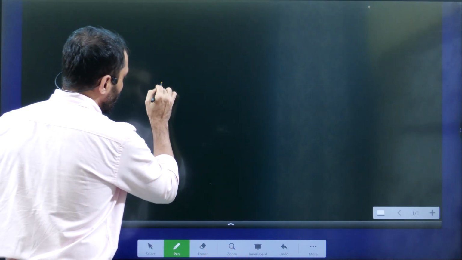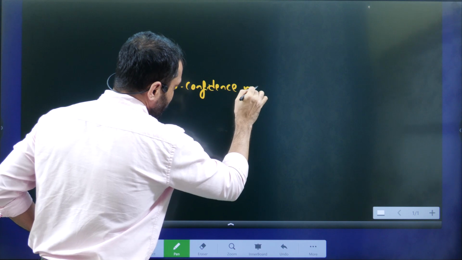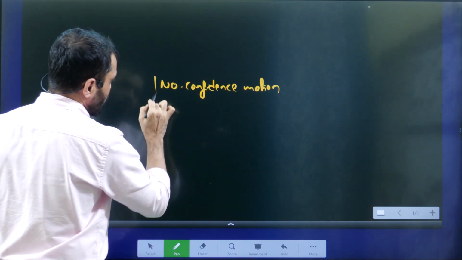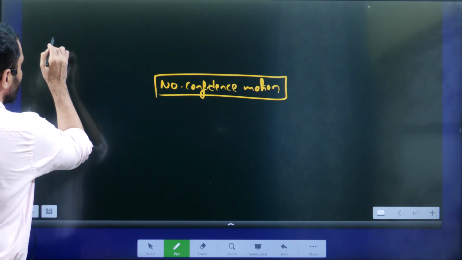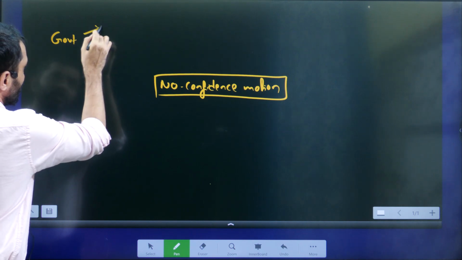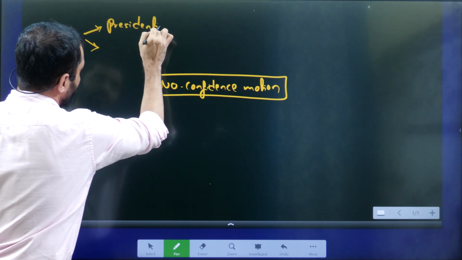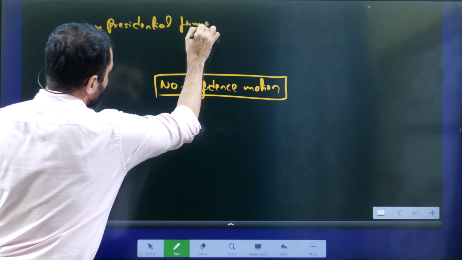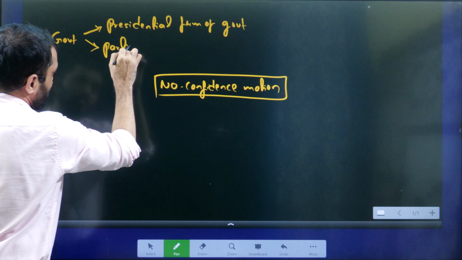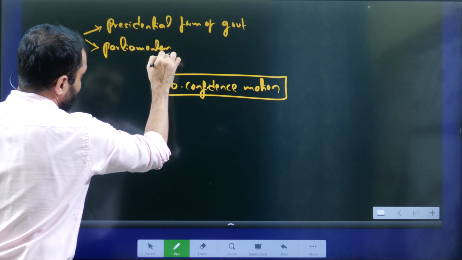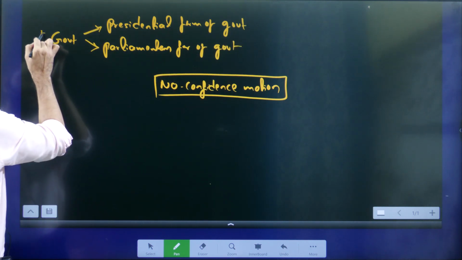First, we are discussing no confidence motion. Students, this is the central idea of today's video. Before you understand this, you have to know that governments are of two types. One is the presidential form of government, and the second one is the parliamentary form of government. These are the two types of governments.